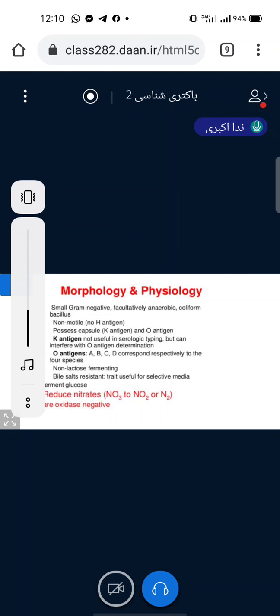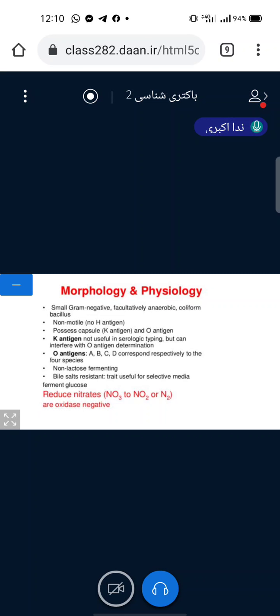As the other members of Enterobacteriaceae, they are gram-negative, facultative anaerobic, coliform bacilli, non-motile. They don't have H antigen. They possess a capsule, so they have K antigen, but classification is not done based on K antigen because it interferes with O antigen.